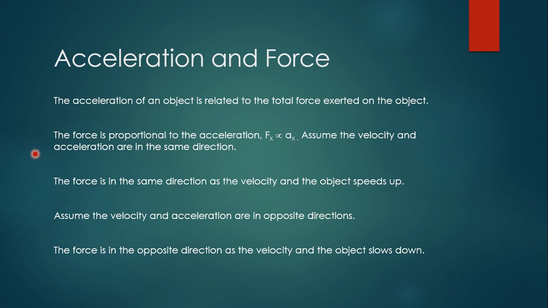Now let's see how acceleration is related to force. The acceleration of an object is directly proportional to the force acting on the object in the same direction. Now, if the force is in the same direction as the velocity, then the object speeds up. So we say that the acceleration is positive. But if the velocity and acceleration are in opposite directions, so the force is in the opposite direction and the velocity decreases gradually, we call this the case of negative acceleration or retardation.